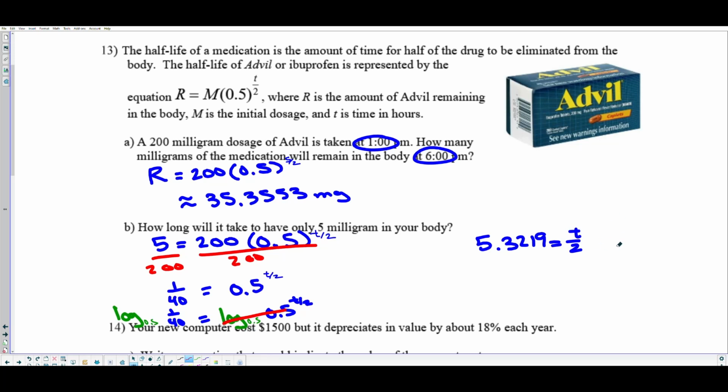But see, this isn't T, this is T divided by 2. So to get rid of the divided by 2, you have to multiply both sides by 2. So your final answer is, and then I'm going to go ahead and use a calculator, times it by 2. So it's going to take approximately 10.6438 hours. And this is the time, so it's measured in hours.